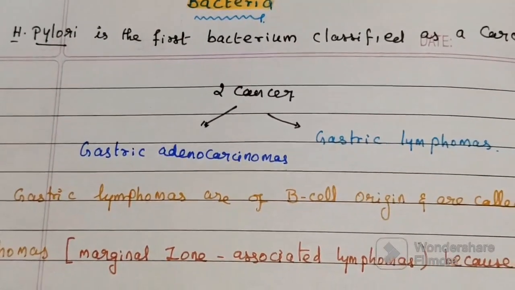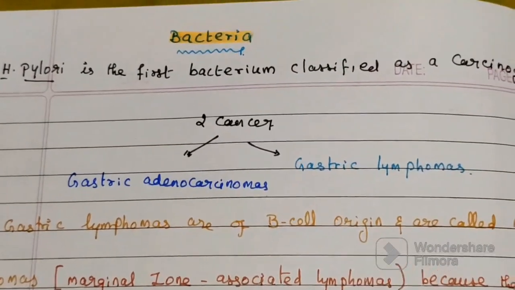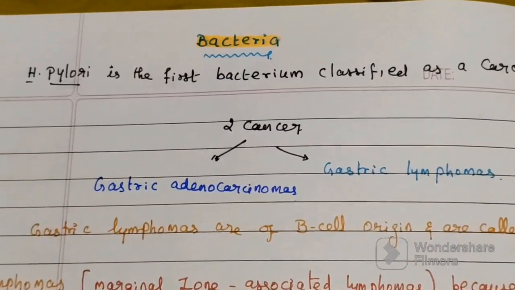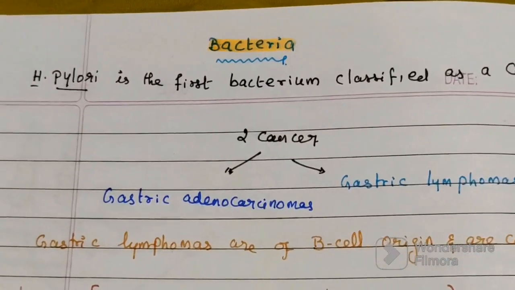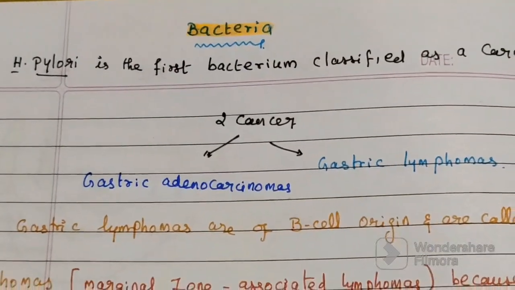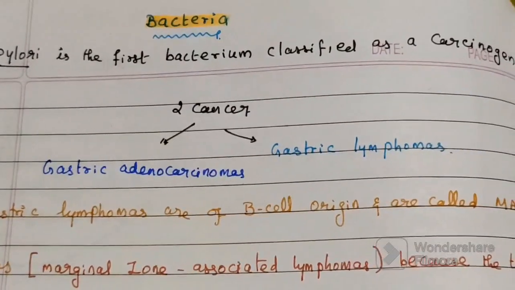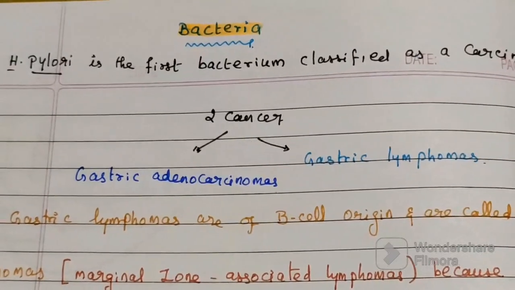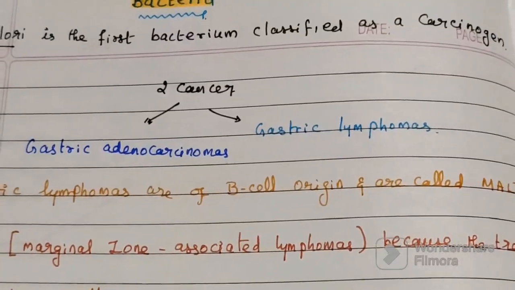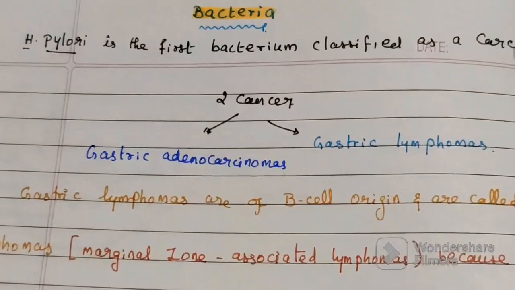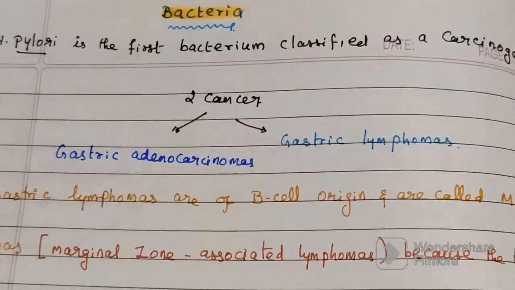Last one is bacteria. Only one bacterium is known to date which causes cancer, H. pylori, that means Helicobacter pylori. It is the first bacterium classified as a carcinogen. It causes 2 types of cancer, gastric adenocarcinoma and gastric lymphoma. Both are stomach malignancies caused by H. pylori.